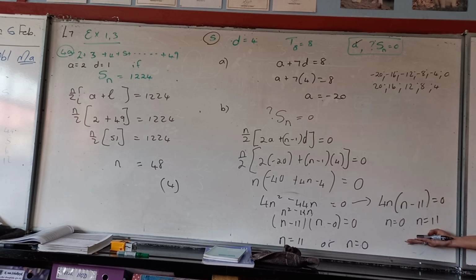Giving them this as an answer, n cannot be 0. Why? What does it mean? The sum of no terms will obviously give you nothing. It's true, but obviously that's the one that's not applicable. I'm going to add 11 of them together to get to 0. Got it?